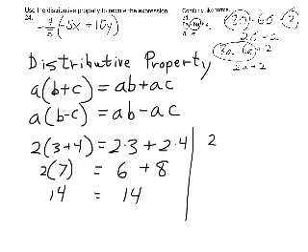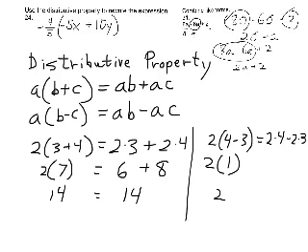What if we had 2 times 4 minus 3? Well, then that would equal 2 times 4 minus 2 times 3. I got it in there. So 4 minus 3 is 1. 2 times 1 is 2. Alright, 2 times 4 is 8. 2 times 3 is 6. 8 minus 6 is 2. So you see, it works.